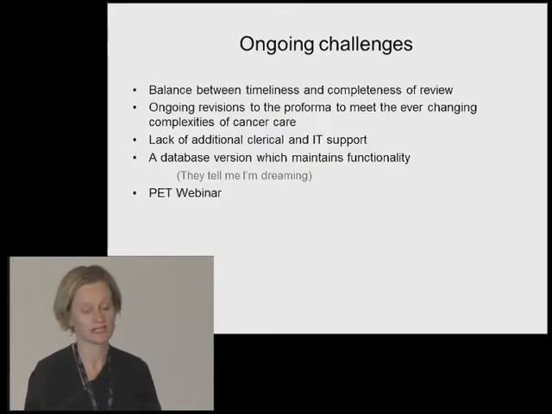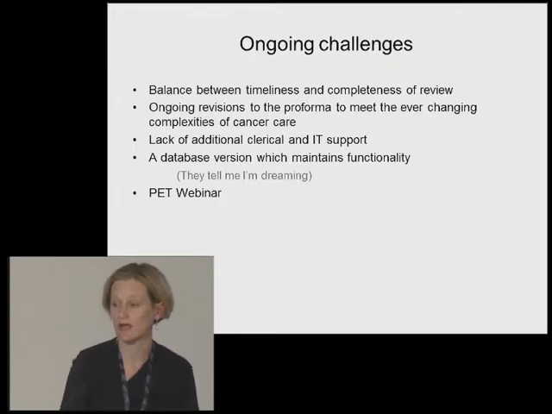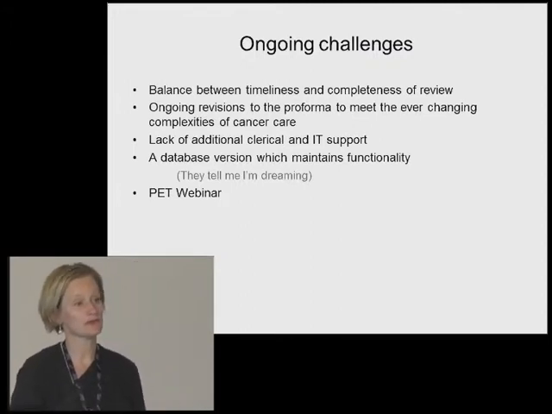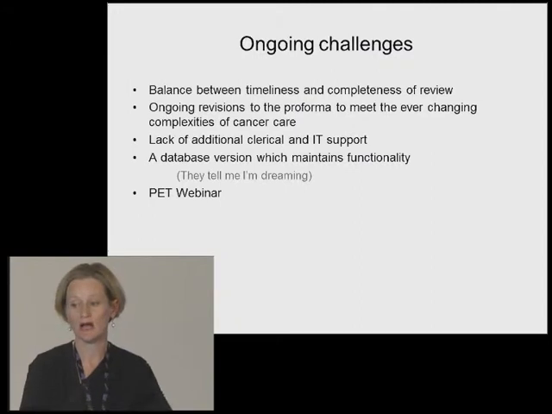A couple of ongoing challenges. One that I mentioned earlier to you today was, of course, the involvement of allied health, which we do have, but only in a limited way. Balance between the timeliness of peer review and the completeness of that review when there is obviously an urgency for many haematological malignancies to start treatment.